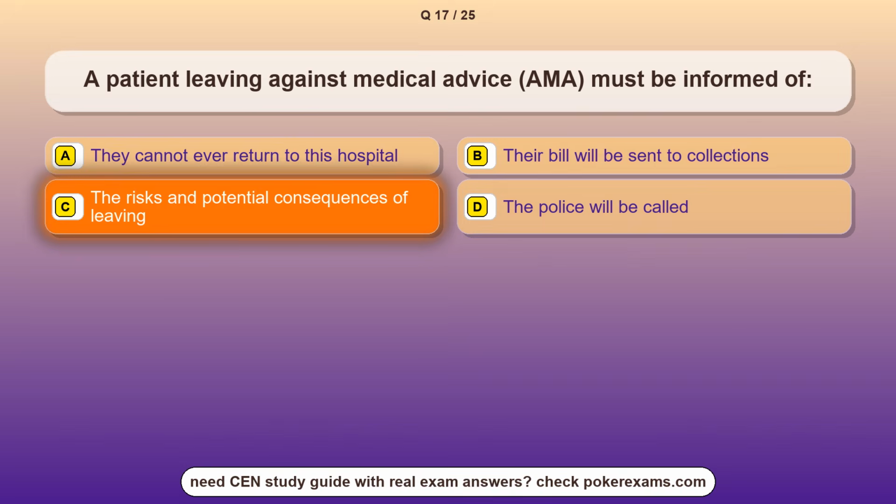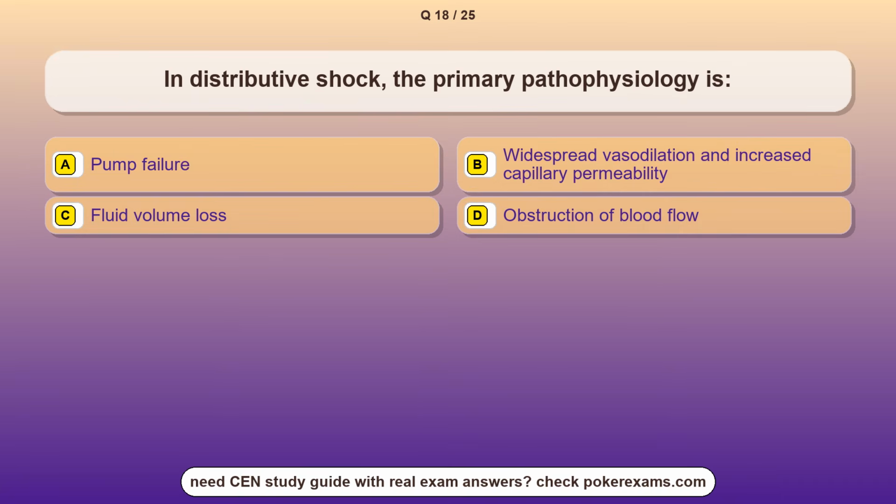The correct answer is option C, the risks and potential consequences of leaving. Question 18. In distributive shock, the primary pathophysiology is: Option A, pump failure. Option B, widespread vasodilation and increased capillary permeability. Option C, fluid volume loss. Option D, obstruction of blood flow.